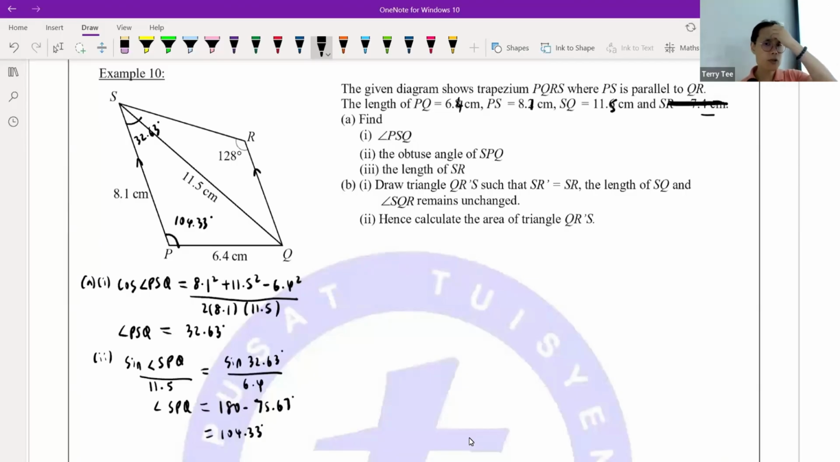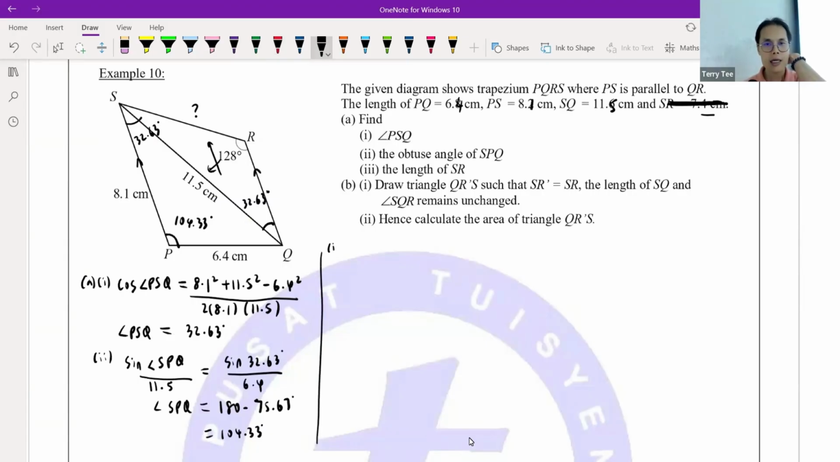Okay, next, find the length of SR. To find the length of SR, because we know this is a trapezium, we can use sine rule or cosine rule, up to you. I think we use sine rule. Because I'm finding this length, I need more information. I need to find this angle first. This angle here, or should I do a zigzag? Can you see this is alternate angle? Look at this. This is an alternate angle, right? So what is this angle? 32.63. So I need to use sine rule again, right? Can you see sine rule again?